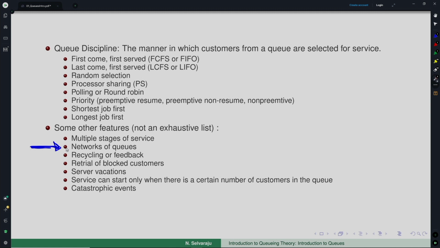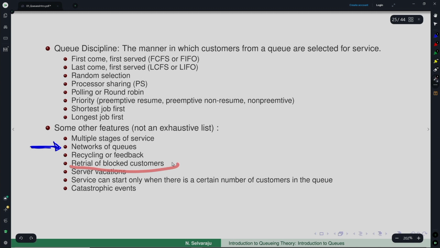Okay. Then there is recycling or feedback, right. Say you are manufacturing some product and you do the quality check at the end of the production, and if you see there is some defect, you send it for reprocessing, right. So, you would have a recycling phenomenon or a feedback phenomenon.